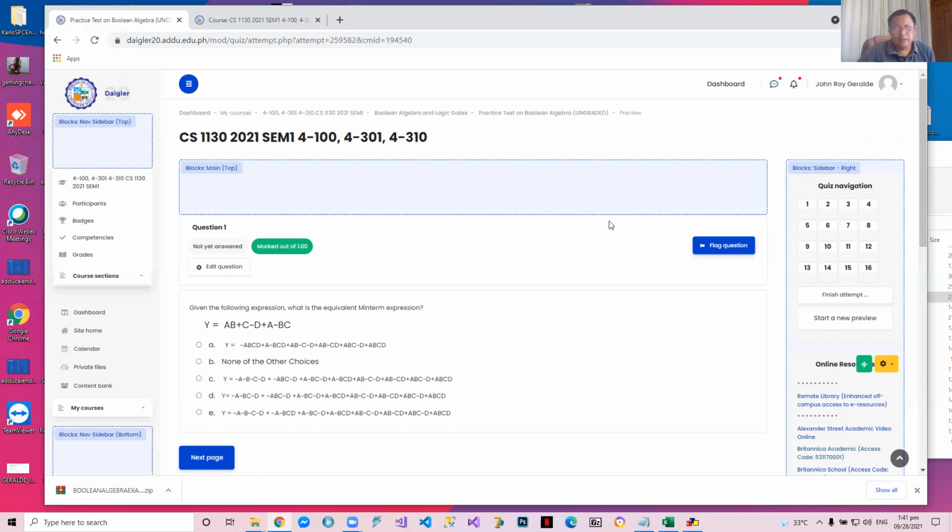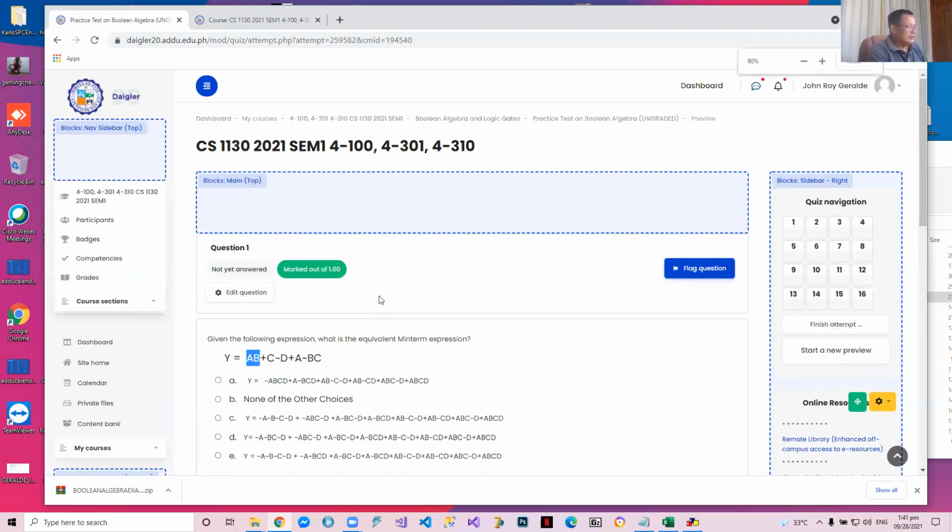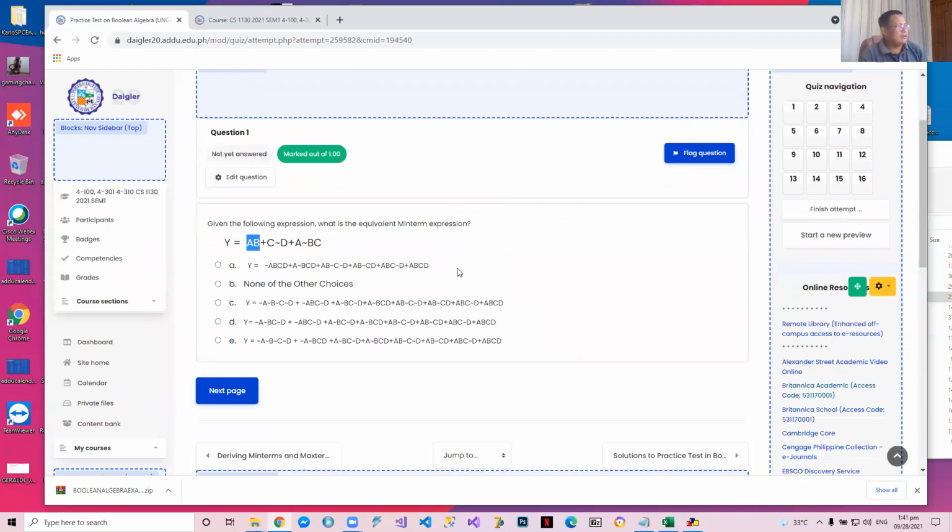Sum of products or minterm expression, which means that each term is a product. Now, if you take note, can you see the screen? I hope you can see the screen. We have how many terms? A, B, C, not D, A, not B, C. We have 3 terms.